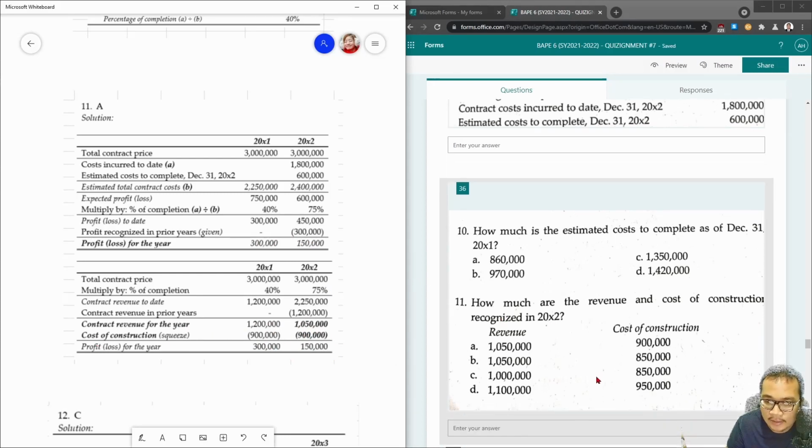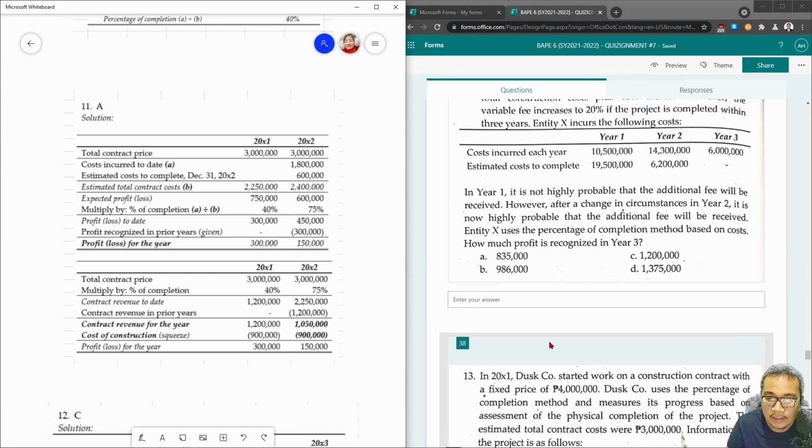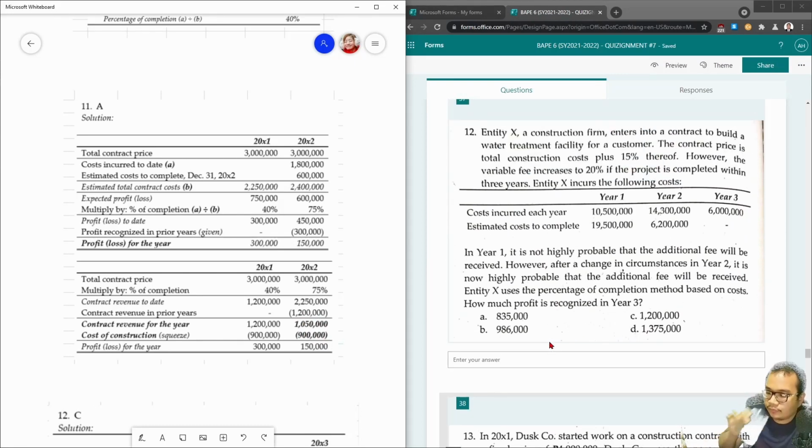So, the answer is letter A. 1,050 ang iyong revenue, ang iyong cost of construction, 900. Basic na lang. So, let's go to number 12.